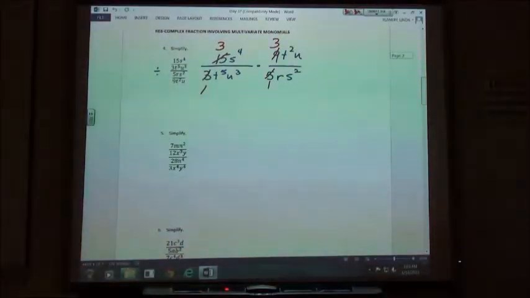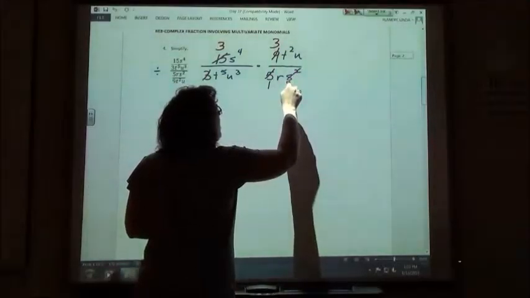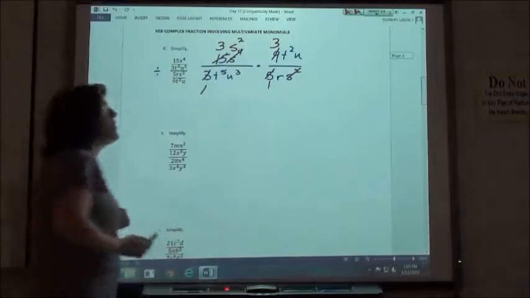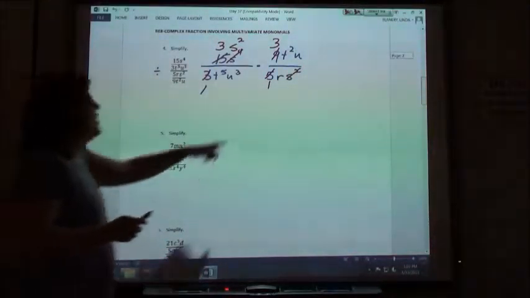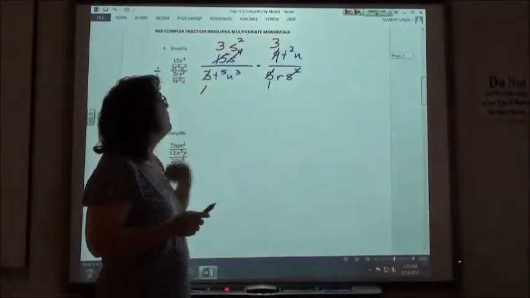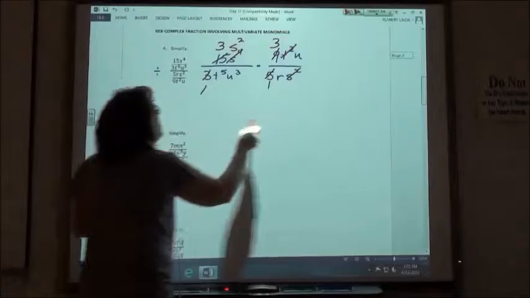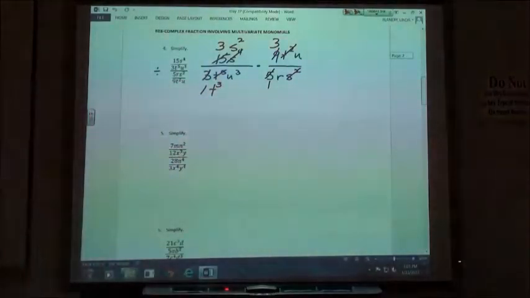My variables again, I'm going to subtract the lower one from the bigger one. So if I have an s to the 4th and an s squared, I can take out the s squared. If I take 2 off of 4, that leaves me s squared up on the top there. My t's. I've got a t squared on top, t to the 5th on the bottom. Again, I can take out the lower one, so I'm going to take off the t squared. 5 minus 2 gives me t to the 3rd down on the bottom there.